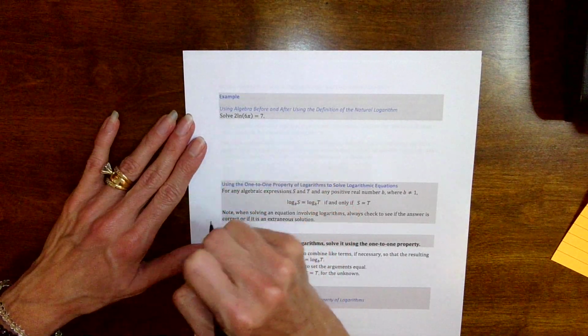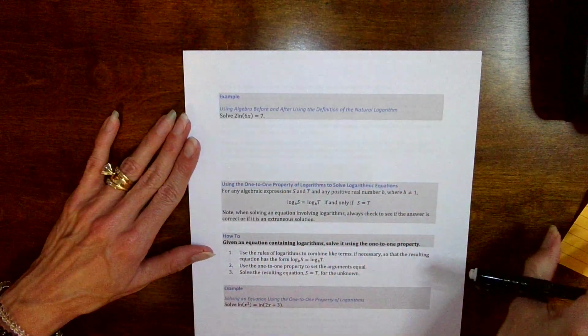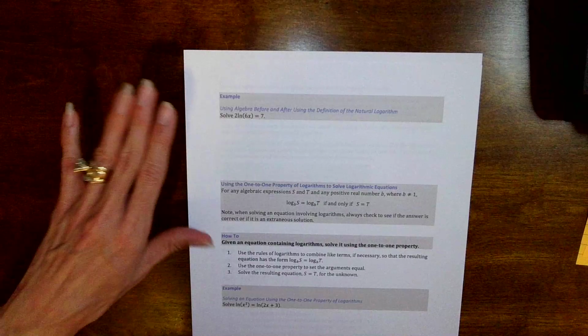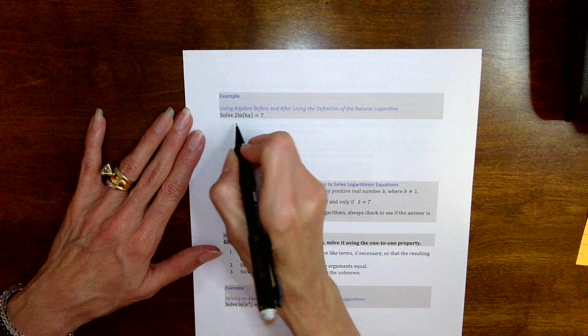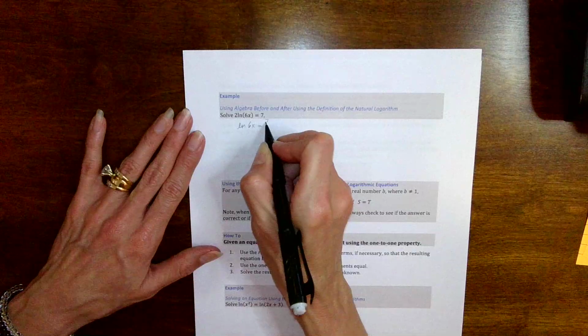So I'm going to divide both sides. Let's see, what am I going to do here? I'm going to divide both sides by 2, because I don't like anything in front of the natural log, and I get natural log of 6x equals 7 over 2.